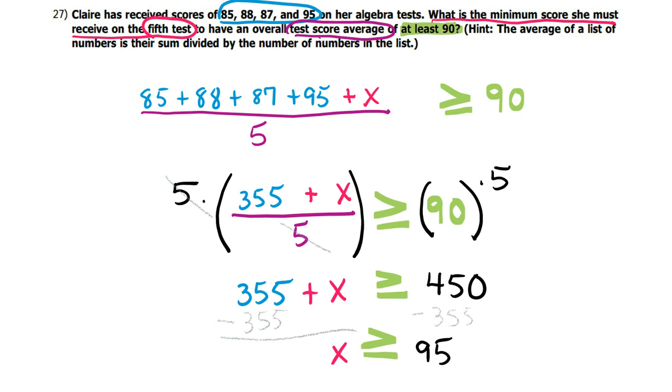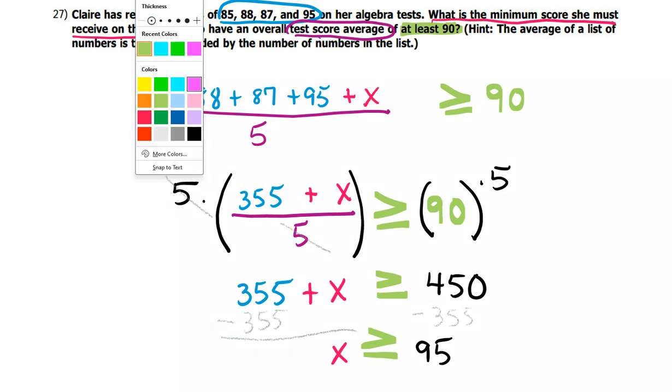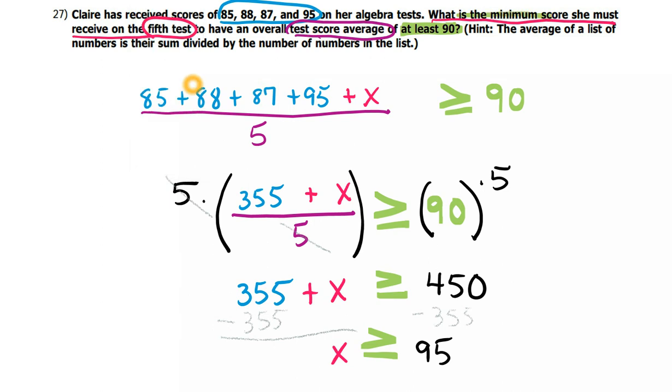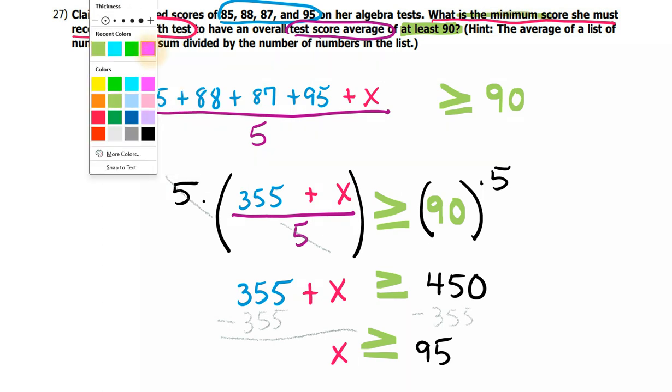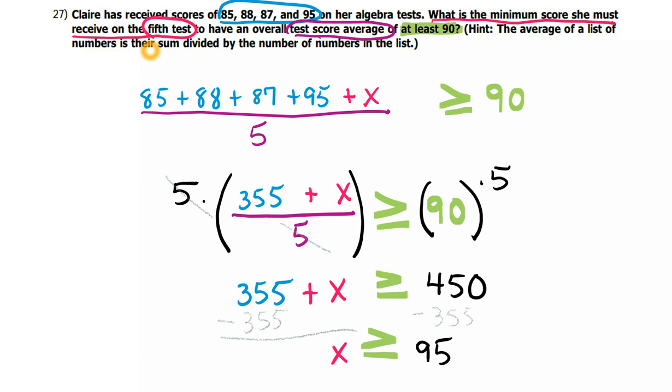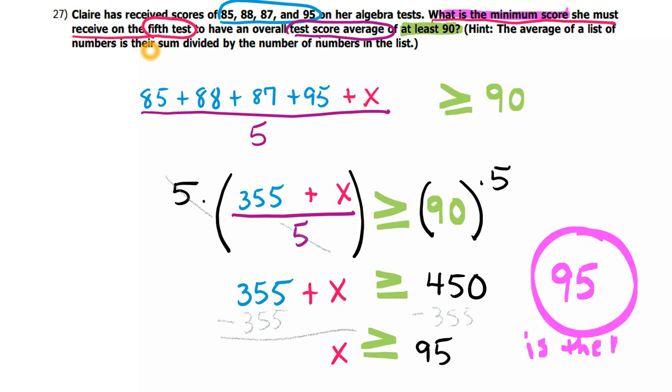Well, they said what's the minimum score? Her minimum score, pink. What is the minimum score? The lowest score she can get is 95. Is the minimum. It's the min. 95.